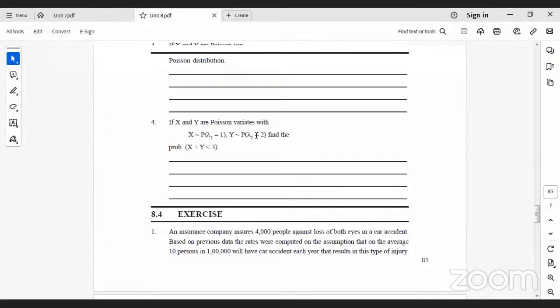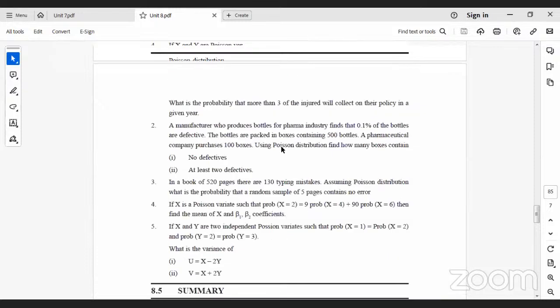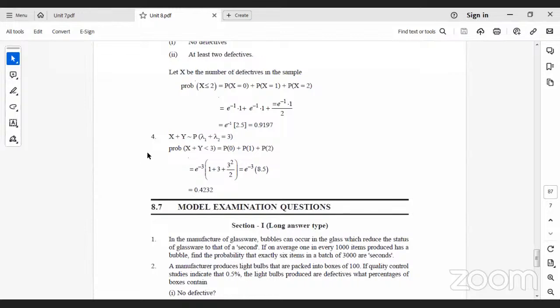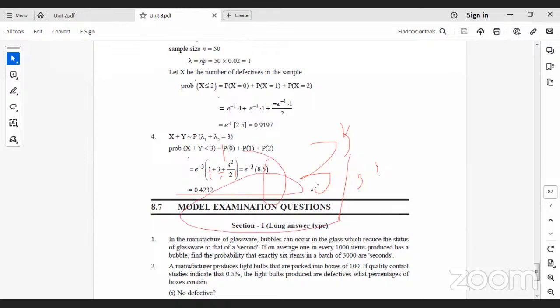Then if x and y are Poisson variates, x follows P(lambda1 = 1) and y follows P(lambda2 = 2), find the probability that x plus y is less than 3. So x plus y follows P(lambda1 plus lambda2), which is 3. X plus y less than 3 means P0, P1, P2. Taking e power minus 3 common: 1 plus 3/1 plus 3 square by factorial 2. Simplifying, e power minus 3 into 8.5. Calculating e power minus 3 gives 0.432. You have to calculate. Clear? Any doubts?